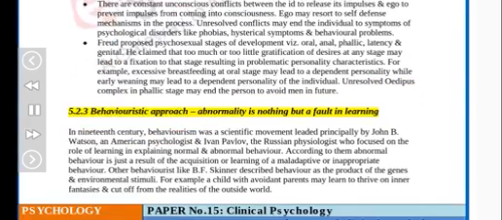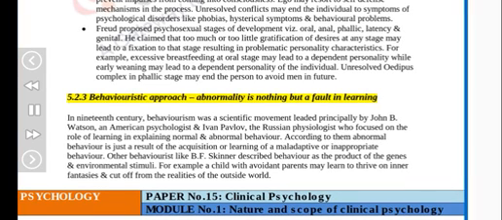5.2.3 Behavioristic approach. Abnormality is nothing but a fault in learning. In the 19th century, behaviorism was a scientific movement led principally by John B. Watson, an American psychologist, and Ivan Pavlov, the Russian physiologist, who focused on the role of learning in explaining normal and abnormal behavior. According to them, abnormal behavior is just a result of the acquisition or learning of a maladaptive or inappropriate behavior.